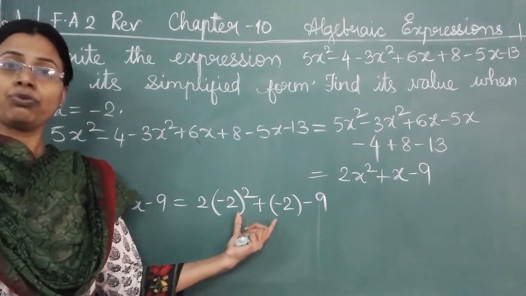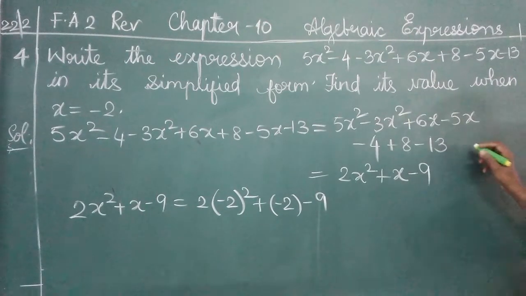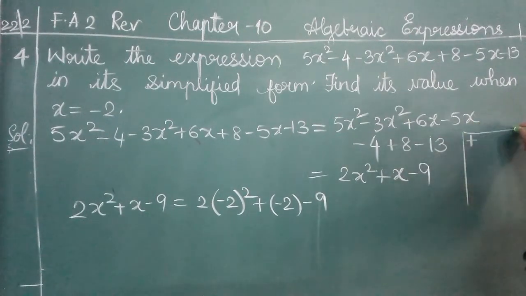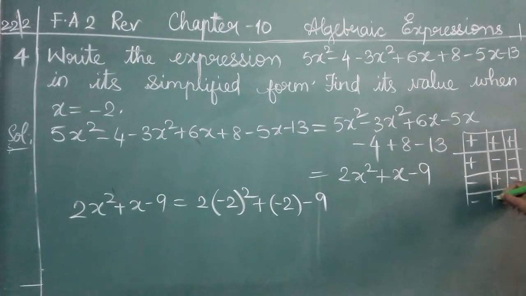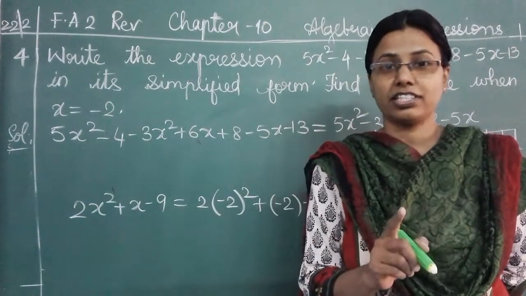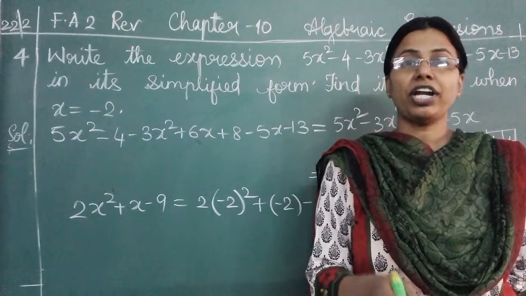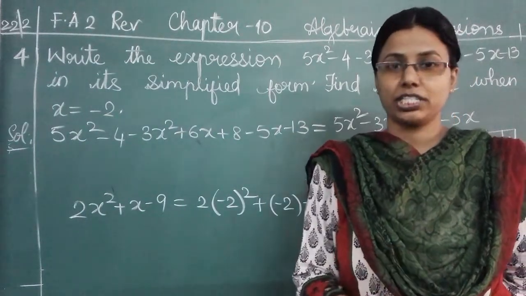Now you know that in your first chapter you have learned plus into plus is plus. Plus into minus is minus. Minus into plus is minus. Minus into minus is plus. I told you how to remember this. When one minus sign is there, it is a minus. When two same signs are there, it is going to be a positive sign.